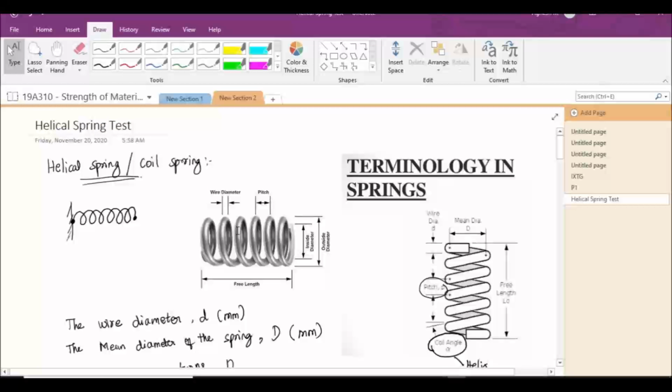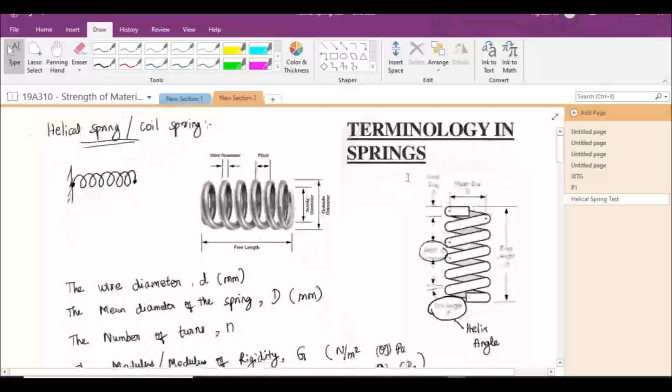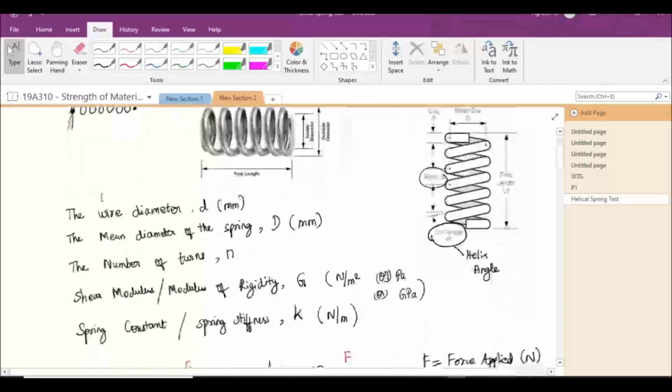Now, the manufacturing of the coil spring is done by twisting a circular wire into a coil, and the coil spring or helical spring is manufactured in that manner. The usual cross section of the wire is going to be circular or hollow circular, and it has been twisted in the form of a coil, as shown in the figure.